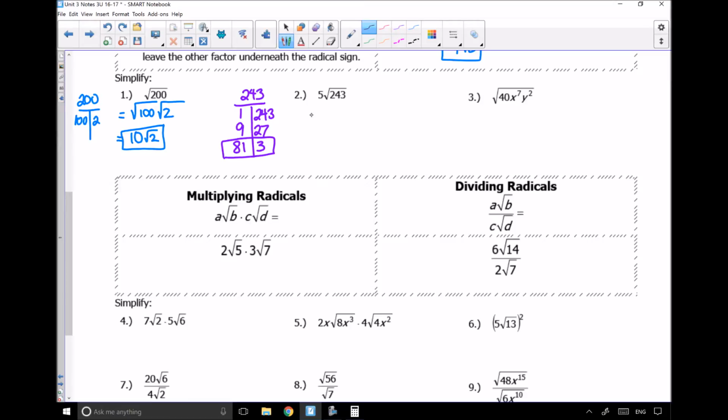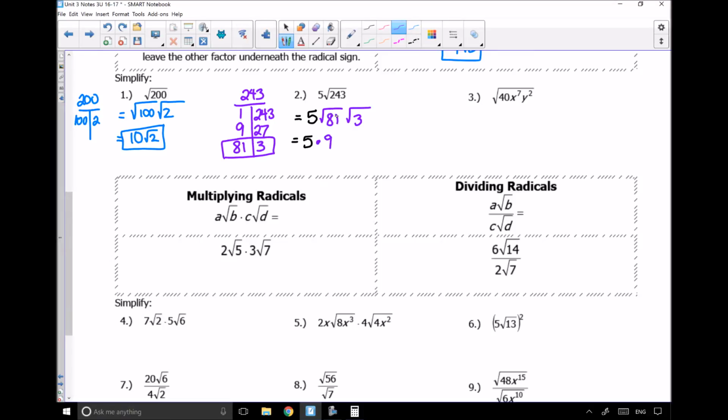Now this 5 right here, there's nothing I can really do with it right now, so I'm just going to copy it down. So then 243, I'm going to split it up into the square root of 81 and the square root of 3. Same thing with the 5. There's nothing I can do with it right now, so I'm going to copy that down. The square root of 81, I can square root it evenly, and I get 9.